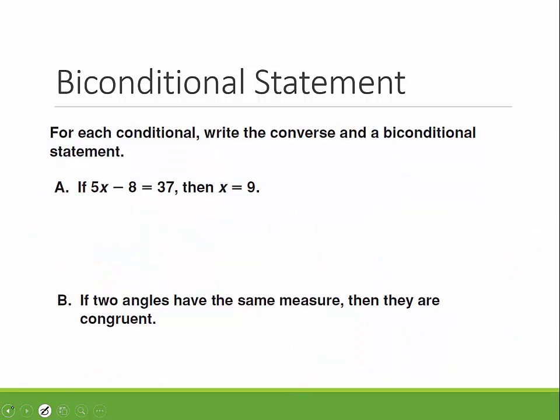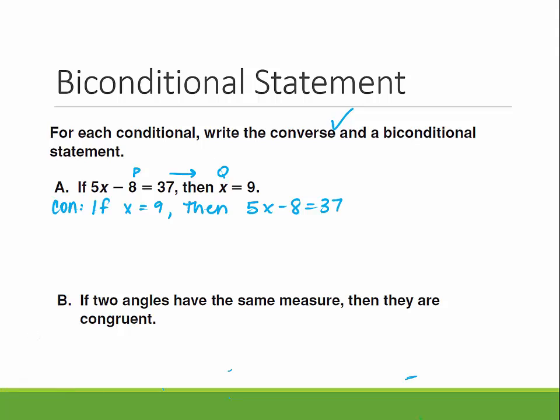So in addition to being able to pick apart a biconditional statement, we should be able to write a biconditional statement. The first thing you have to do is write the converse, because then you need to combine them once you write them both out. So if 5x minus 8 equals 37, then x equals 9. The converse of this would have our P and our Q switched around. So here's our P, then Q. So now we're going to say if x equals 9, then 5x minus 8 equals 37.